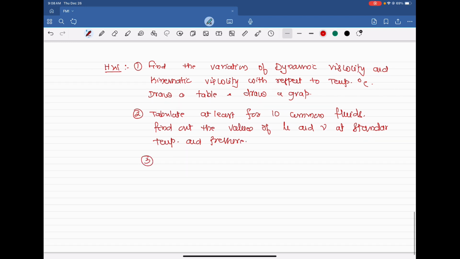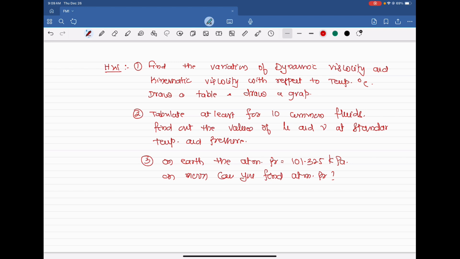Third, on Earth, the atmospheric pressure is equal to 101.325 kPa. On Moon, can you find the atmospheric pressure? Please try.